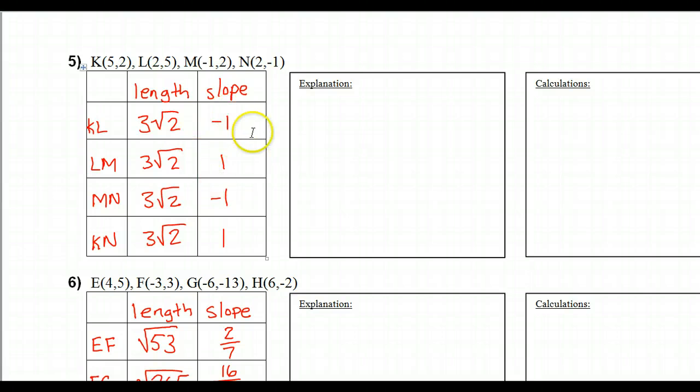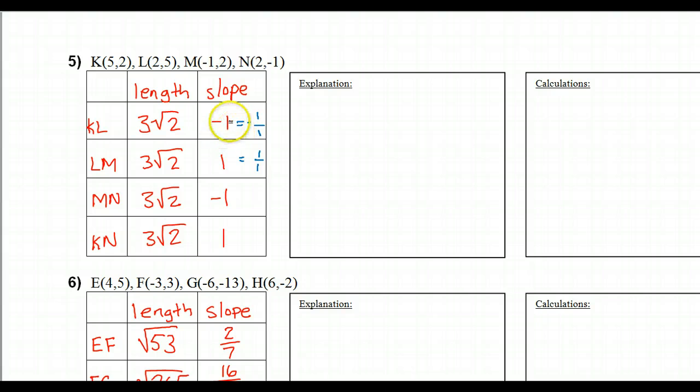Well, if it's a square, then these consecutive sides will be perpendicular, and these will be opposite sign and reciprocal. And yes, this is a square. 1 and -1. This is sort of a special case because -1 is like -1 over 1. The reciprocal of 1 over 1 is, of course, still 1 over 1. So 1 is the only number that's the reciprocal of itself. So these are opposite reciprocals. So this is a square.